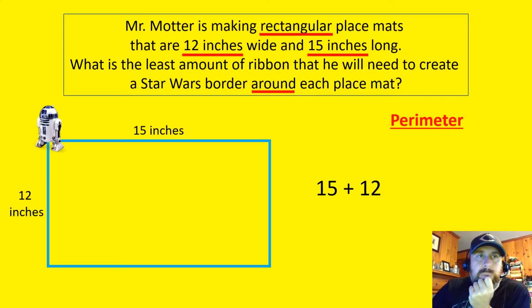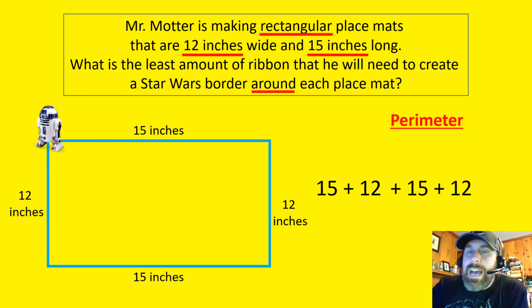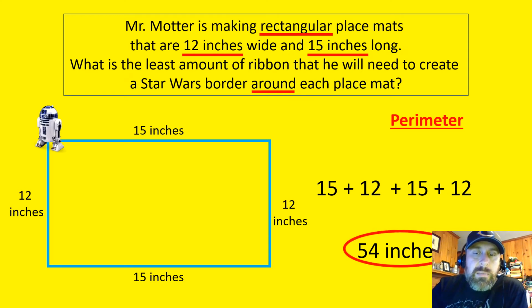So 15 plus 12. Some people like to just jump in and say, oh, 15 plus 12 is 27. But is that correct? No. When we find perimeter, remember, we have to add up all the sides. So in this rectangle, we've got 4 sides. The top is 15, the bottom is 15, the left is 12, the right is 12. So we have to add all the sides together. When we have our 15 plus 12 plus 15 plus 12, we add them all up, and it's going to be 54 inches of border we'll need to go around that placemat. And especially thinking of around, don't forget, circle your answer.